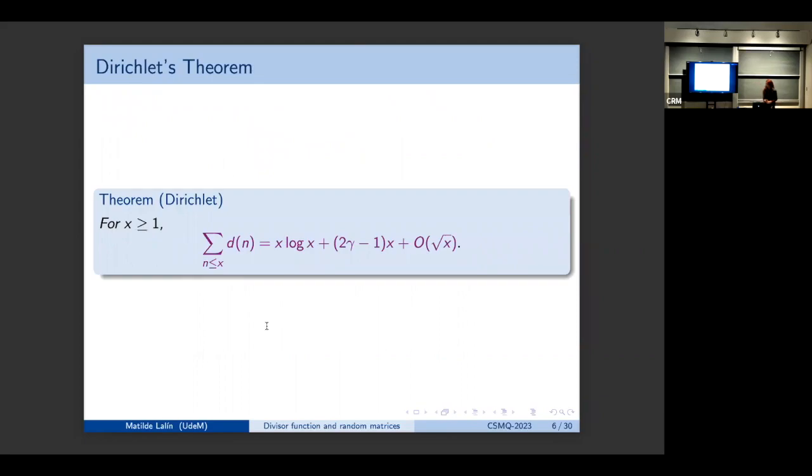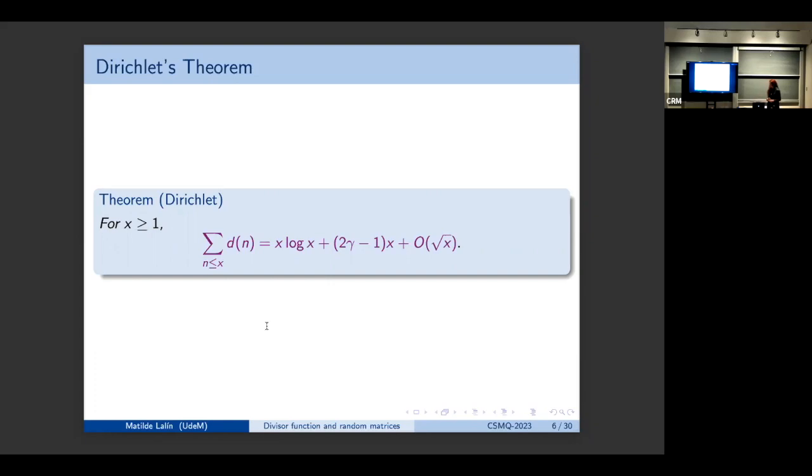So Dirichlet showed that the sum of d(n) for n up to x is equal to x log x plus (2γ − 1)x plus an error term that has size O of square root of x. By this I mean it's a function that, when x goes to infinity, behaves maybe like a constant times the square root of x.